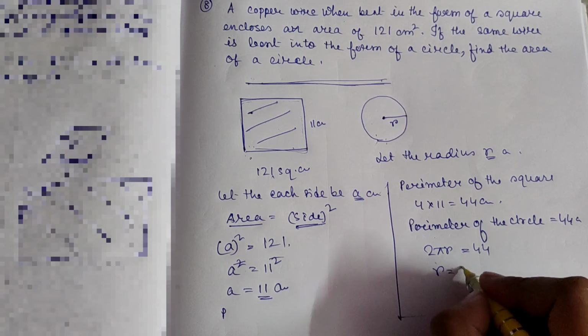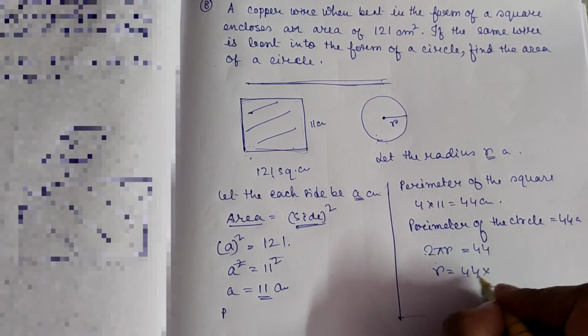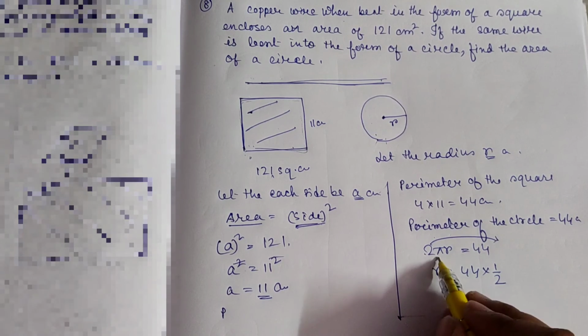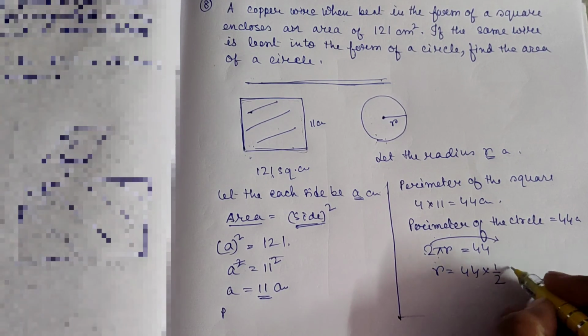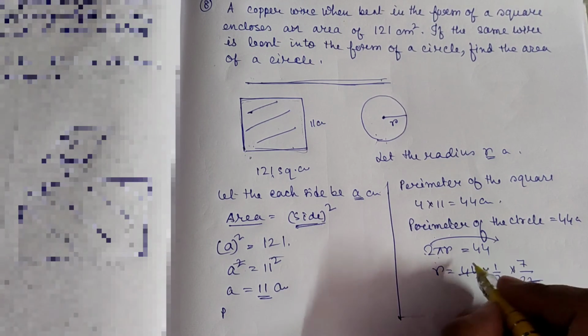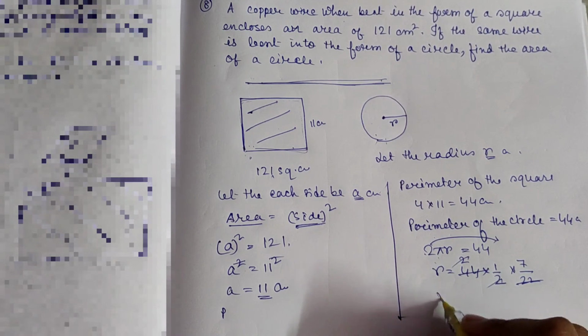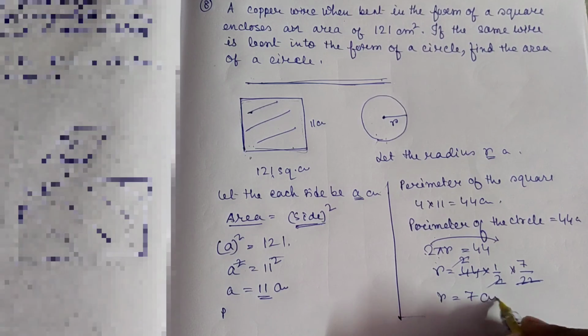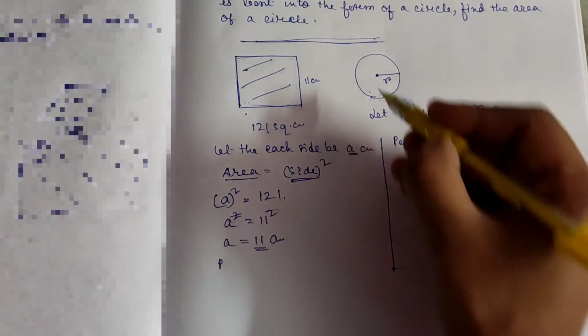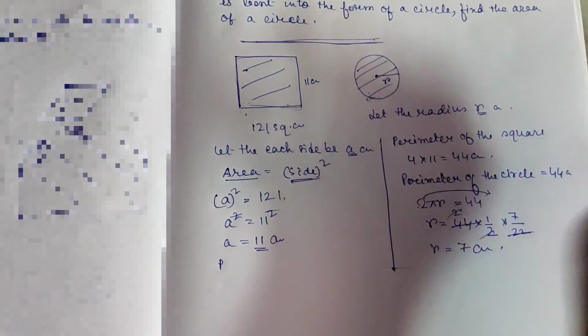So 2 pi r equal to 44. This 2 is changing the side from left to right, so I'll make it half. The value of pi is 22 by 7, and when it is coming over, it will become 7 by 22. So 22, 44 cancel, 2 cancel. So r equal to how much? 7 centimeter. If I know the value of r, I can easily find out the area of the circle.